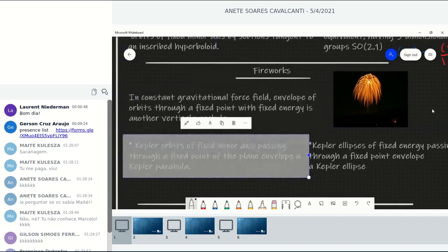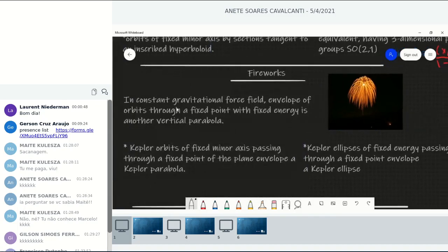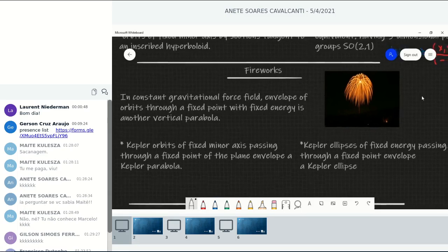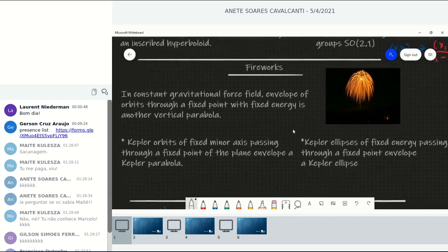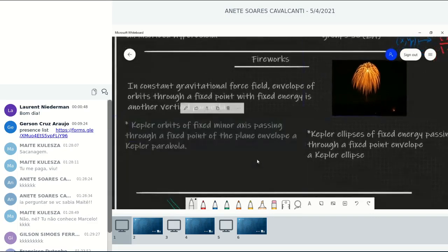Okay, so let me now talk about fireworks. We're used to this thing: in constant gravity minus g, orbits are vertical parabolas, and they envelop another vertical parabola, if you take the one-parameter family of parabolas emanating from a point with fixed energy.